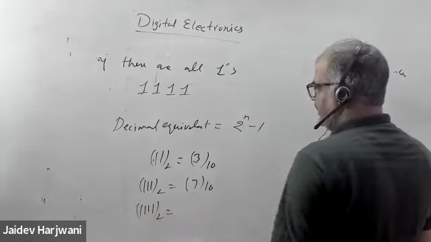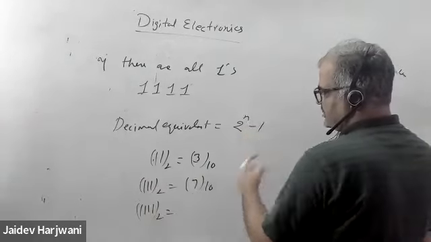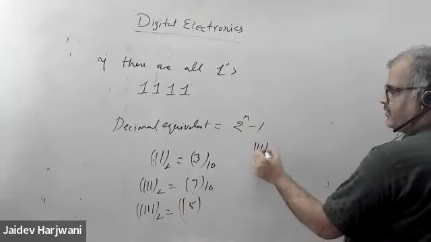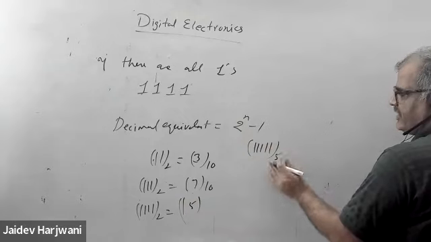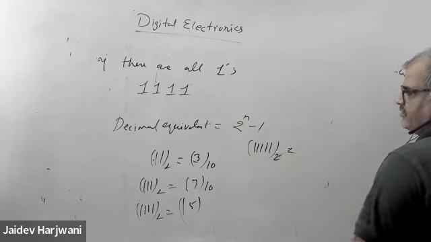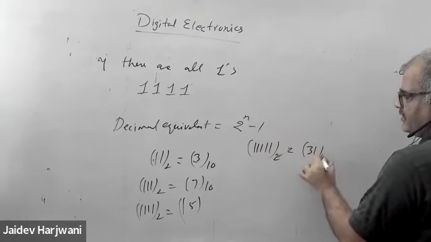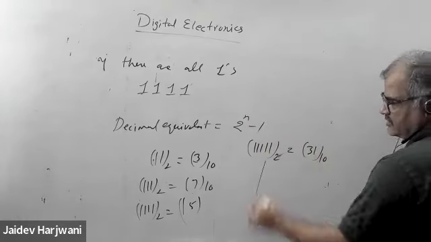Okay, so you can write 4, how much? 16, 6, 15. Okay, you have 5 ones. 5 ones. Okay, how much? 32. 32 minus 1 is 31. This is equal to 31 in the 10 number system. Okay, and so on. You can write like this.